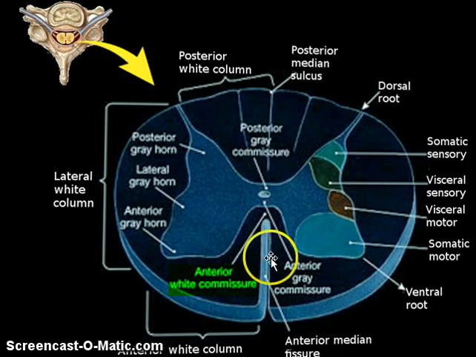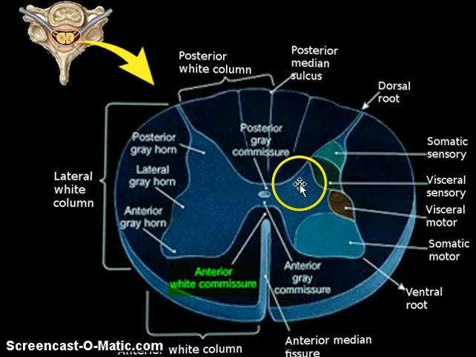It is again a groove, and here also the anterior median sulcus is a groove, a depth in which some of the structures will lie. Now see, this is the posterior gray commissure. Commissure means a portion which connects the two halves of the spinal cord, the opposite halves of the spinal cord.